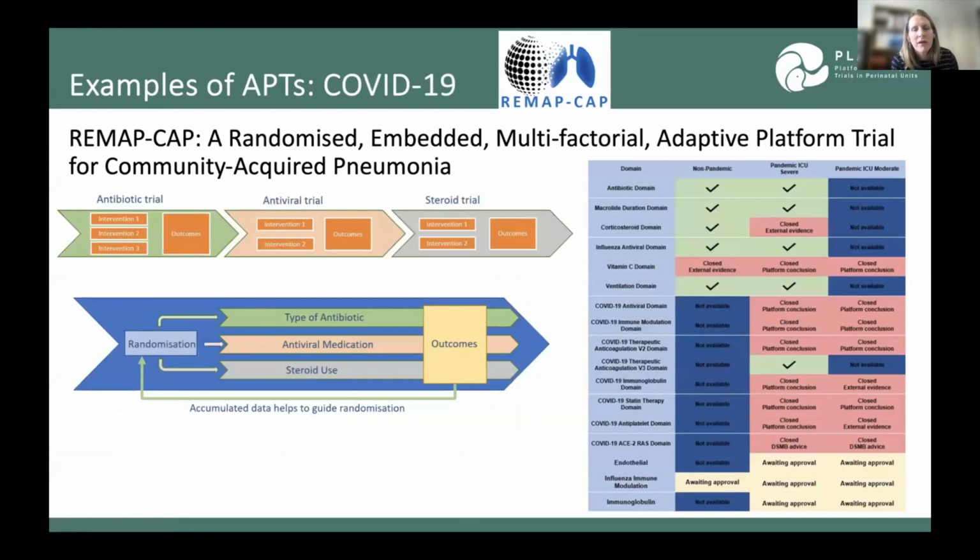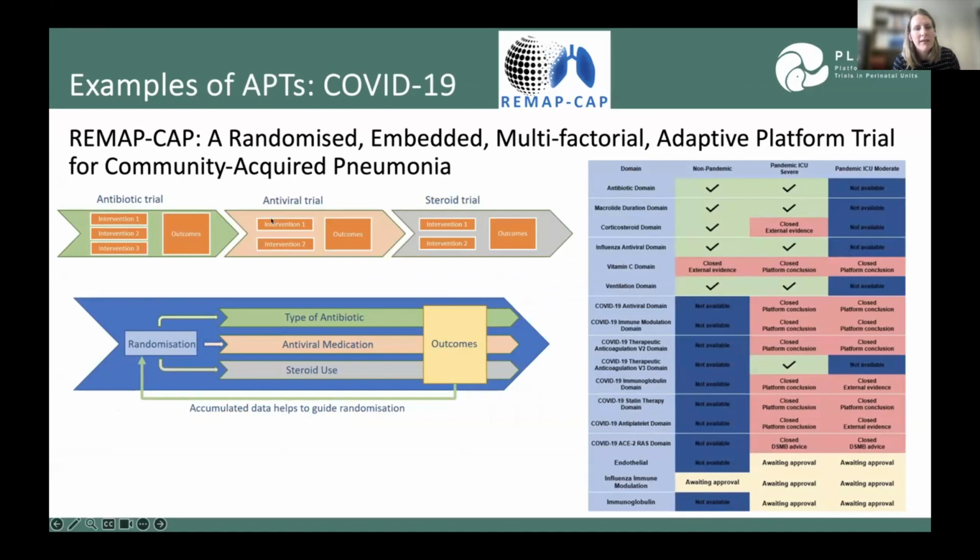But I'm sure at the front of most of our minds are the adaptive platform trials that have been used in COVID. And so two big examples here. One is REMAP-CAP, which was recruiting in Australia and New Zealand. It continues to recruit in Australia and New Zealand, but now shifting away from COVID back towards other causes of community-acquired pneumonia, which it was originally designed for.